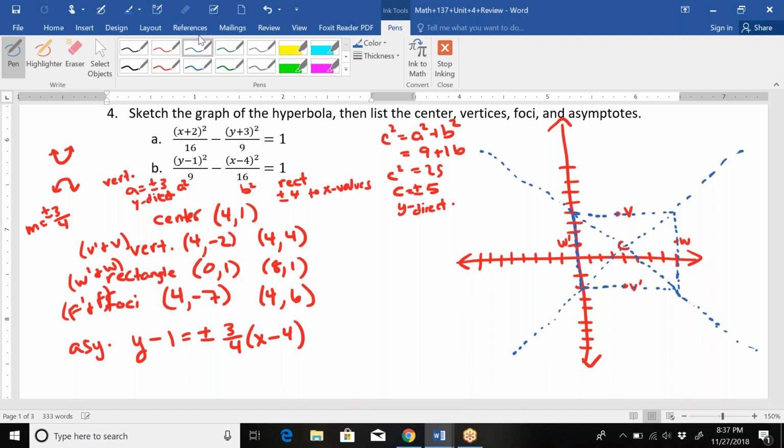And then my foci are 4, negative 7, so that's negative 3, 4, 5, 6, 7. So that's right there. And the other one is at 4, 6. That doesn't seem right.